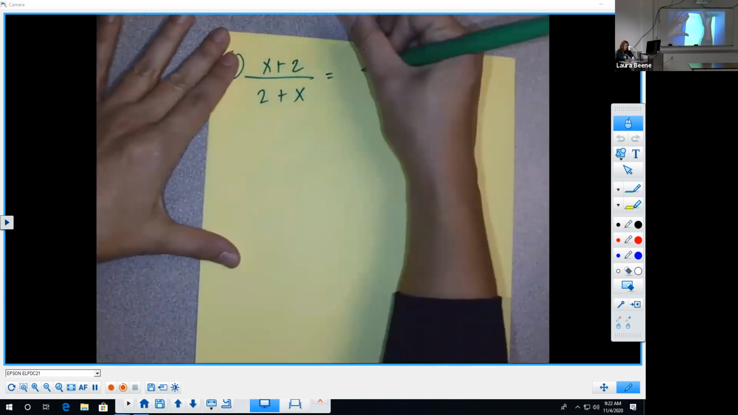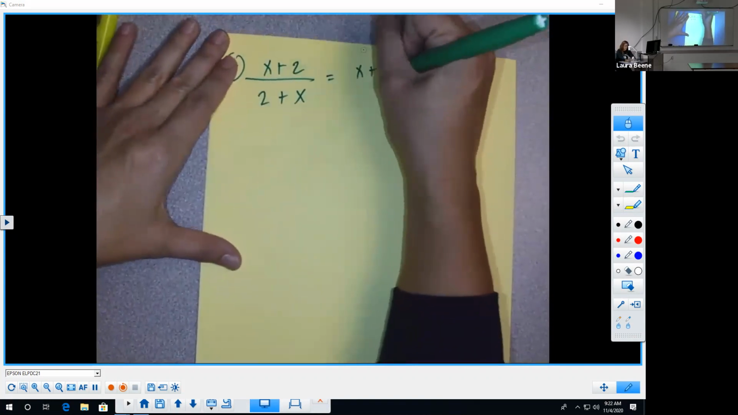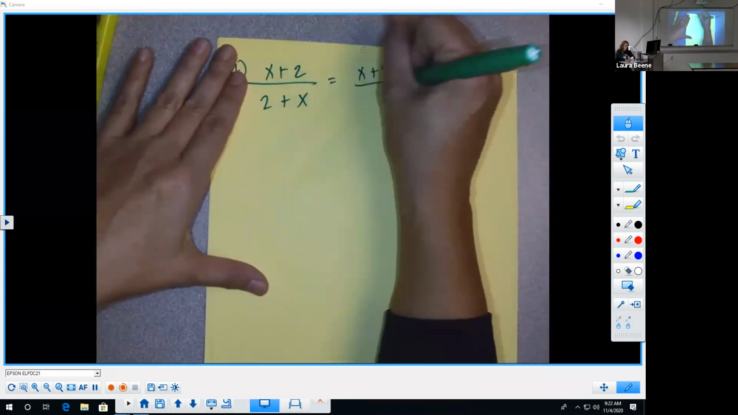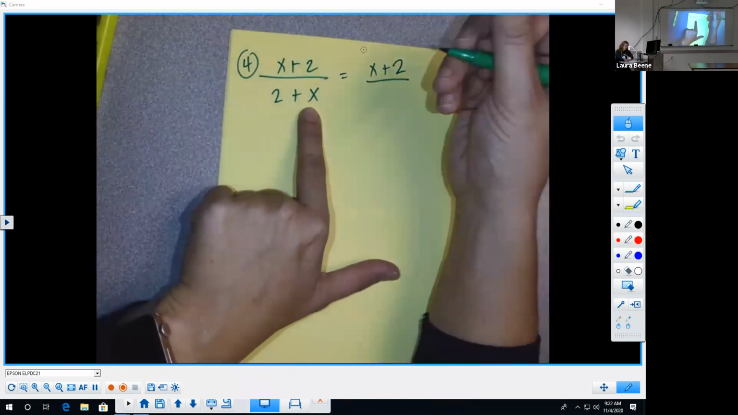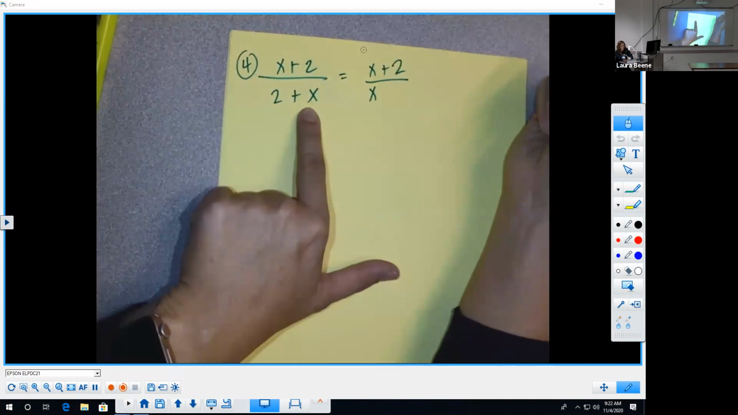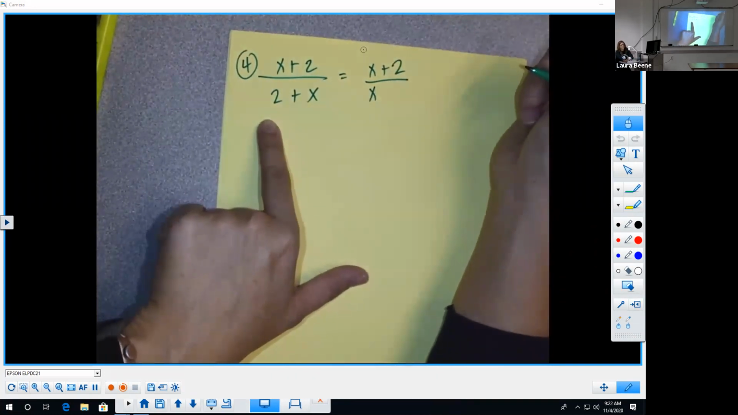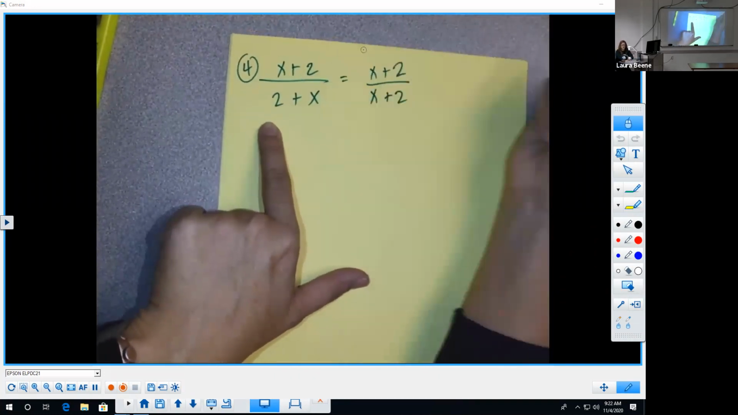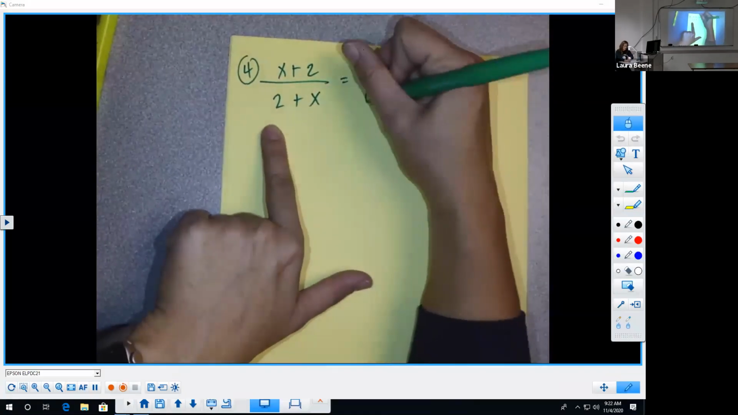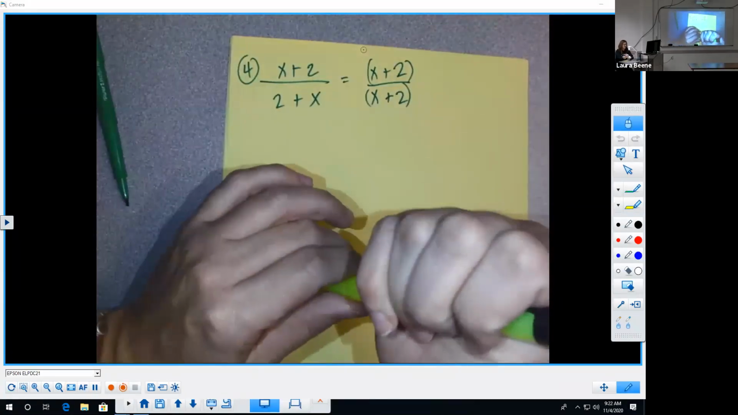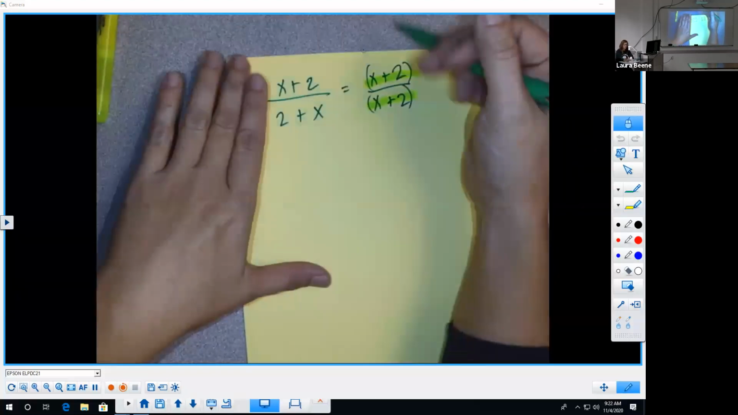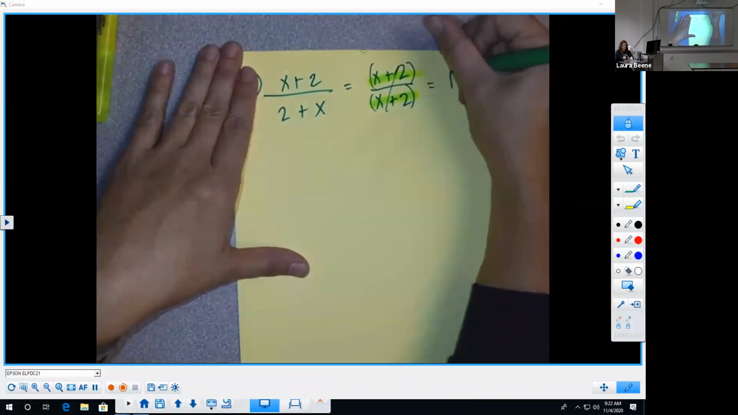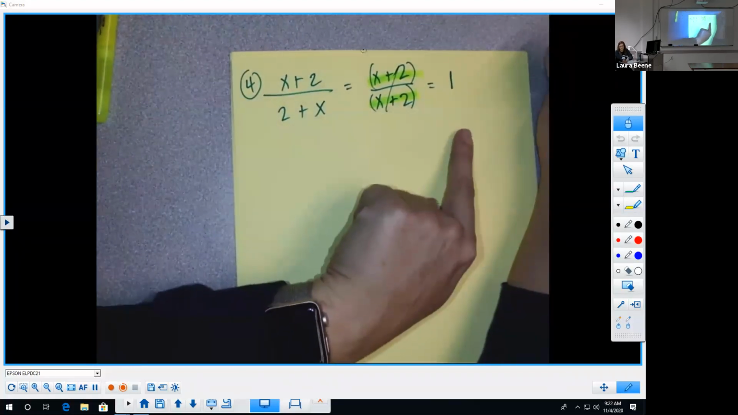So you could, if you wanted to, rewrite either the top or the bottom. I'm going to rewrite the bottom. I'm going to put the x part first. Is the x positive or negative? It's positive. Then I'm going to put the 2. Is the 2 positive or negative? Positive. So it's going to be x plus 2 over x plus 2. Those are common factors and they can divide out, right? If I divide out everything on top and on bottom, what's left over? 1, because something divided by itself is 1.